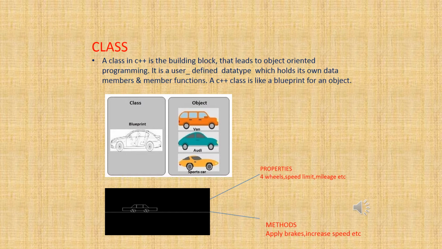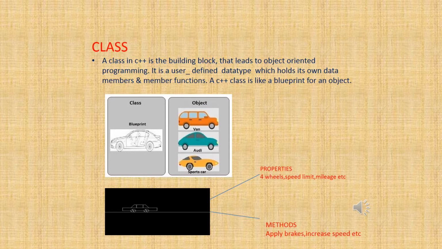A class is a user-defined data type which has data members and member functions. Data members are the data variables and member functions are functions used to manipulate these variables. Before you create an object in C++, you need to define a class. A class is the blueprint for the object.